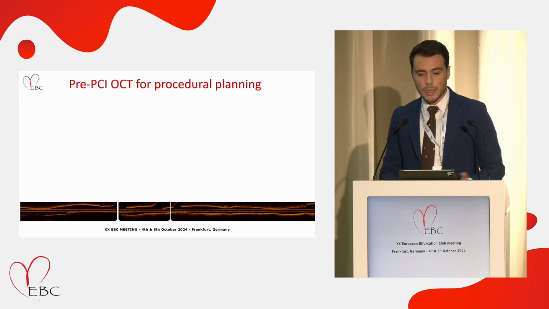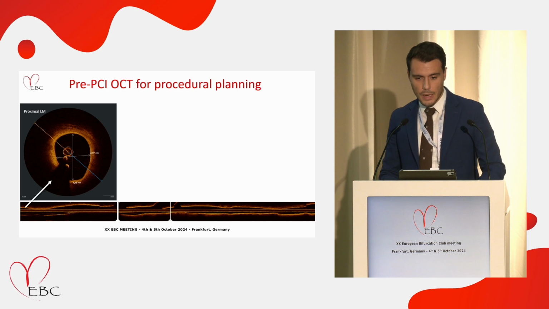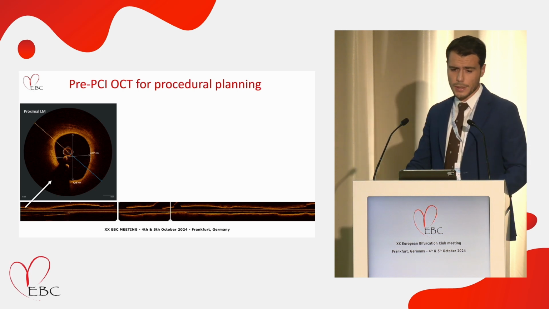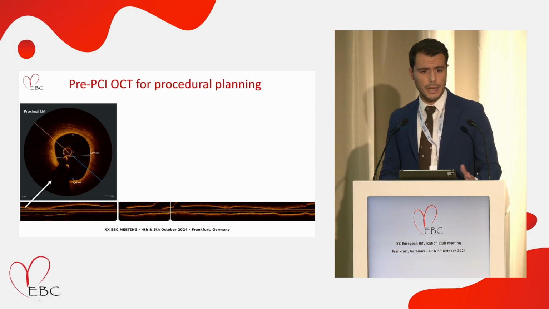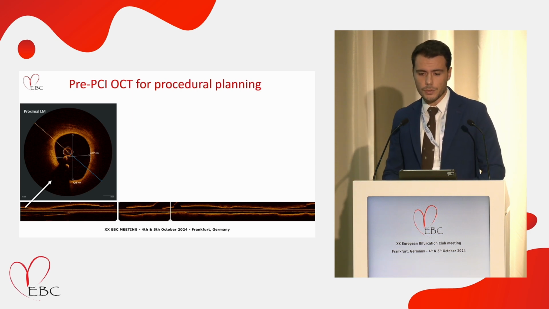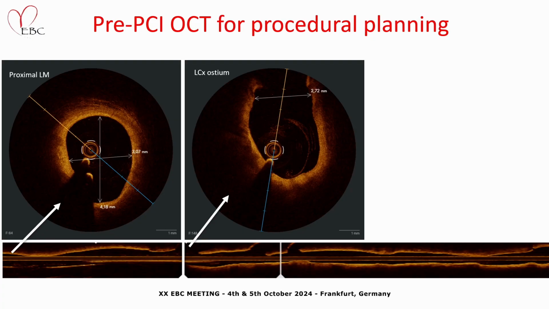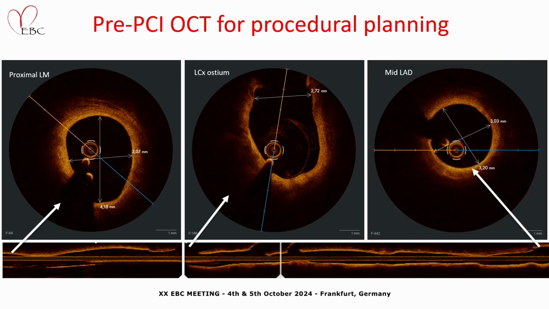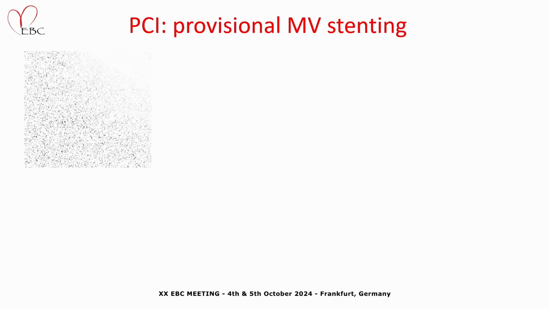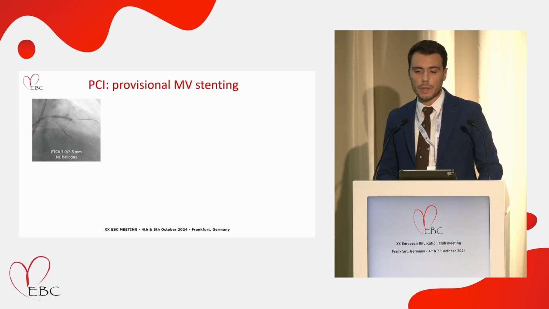So according to OCT, we got some measurements for our stent selection and balloon selection. As you can see, we got an eccentric left main of 4.2 by 3 millimeters, and an indirect measurement of the ostium of the circumflex. This is very important to get, even if we don't pull back the OCT from the side branch. That was 2.70 millimeters, and a healthy reference distal diameter at the middle LAD was more or less 3 millimeters. So we started our procedure with a provisional strategy.